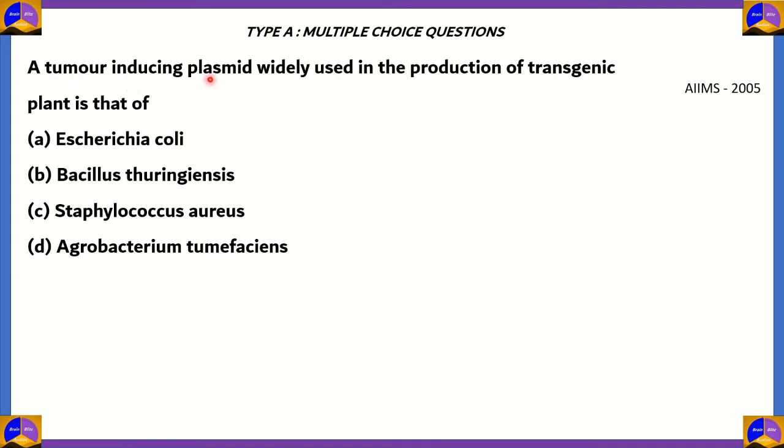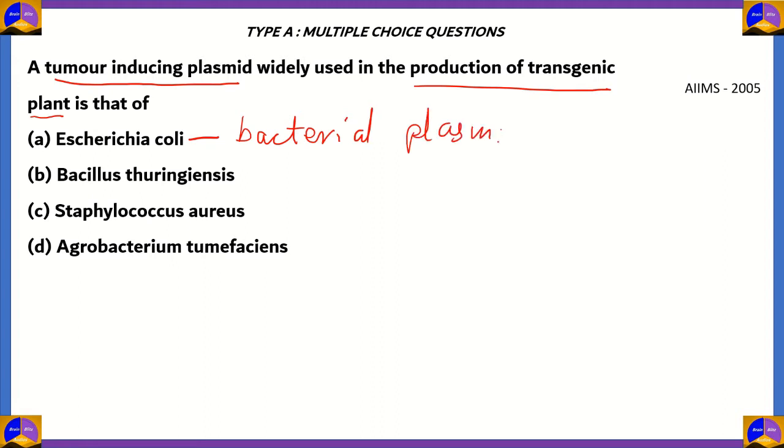A tumor inducing plasmid widely used in the production of transgenic plants is that of. If you look at our following options, we have Escherichia coli, which is E. coli, Bacillus thuringiensis, Staphylococcus aureus, Agrobacterium tumefaciens. So if you look at option A, E. coli, well, E. coli is also used in recombinant DNA technology, but it's not tumor inducing. E. coli contains bacterial plasmids used for recombinant DNA technology. So therefore option A is incorrect.